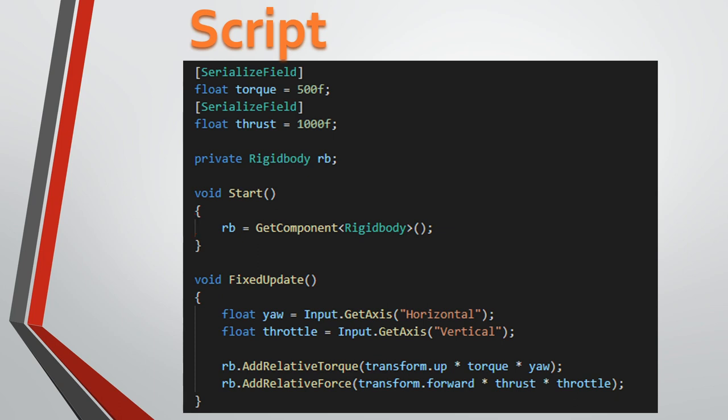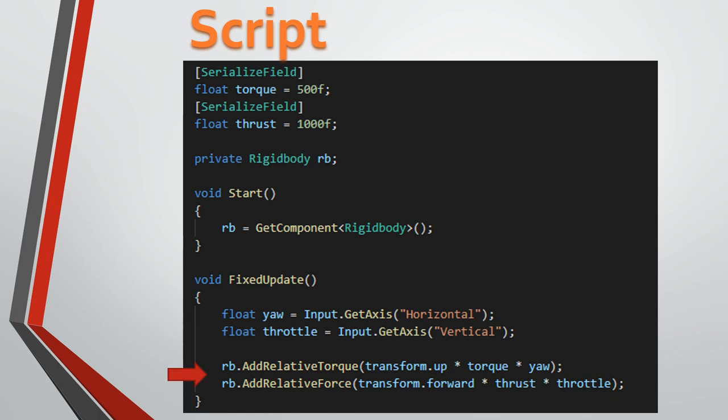And then in our FixedUpdate method, we are going to get the input. We're going to set the horizontal input to yaw, and the vertical input to throttle. So the left and right arrow keys are going to make our ship spin on the y-axis, and the up and down are going to make our ship move forward and backwards. It's very simplistic. They don't actually use any jet propulsion type physics. We are just applying a force to move it or rotate it.